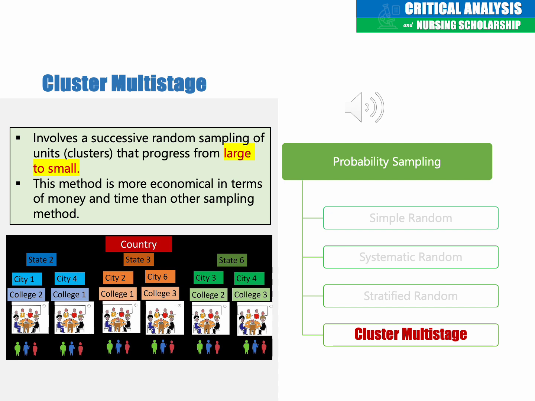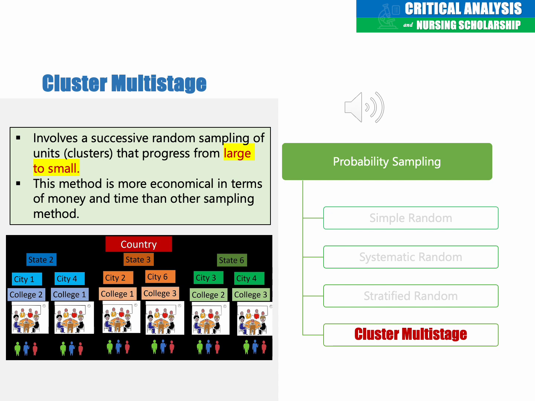And this method is more economical in terms of money and time than other sampling methods. Cluster multi-stage sampling is cost-effective and practical, especially if you're planning to include a large population. However, the limitation of this sampling technique is that it can be complex to plan and may introduce cluster-level bias if it is not done carefully.